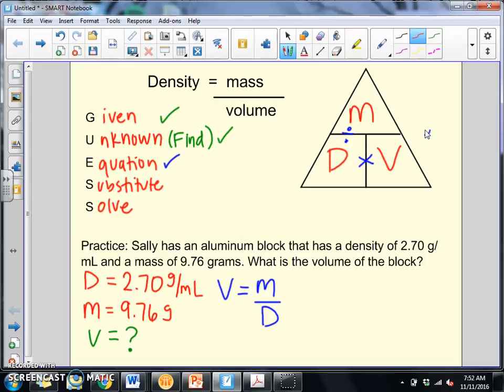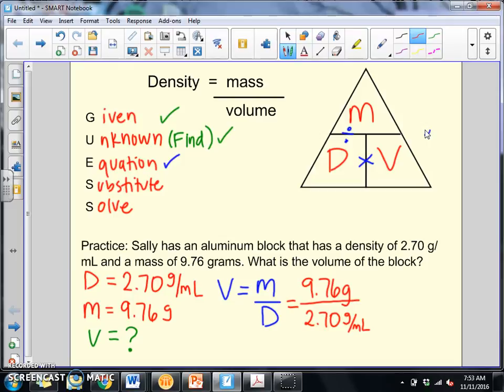So I know that my mass is 9.76 grams. Notice, I always write my units with my numbers. Numbers in chemistry without units are useless. You could be talking about 9.76 Sour Patch Kids, 9.76 grams, 9.76 people, right? Units tell you what that number means. So I have 9.76 grams, and my density is 2.70 grams per milliliter.